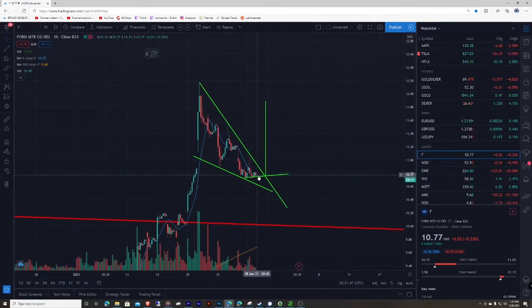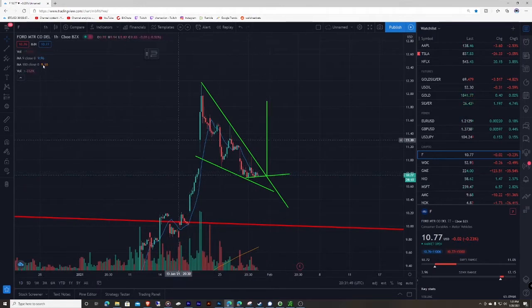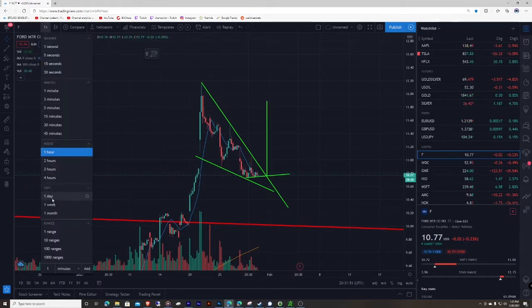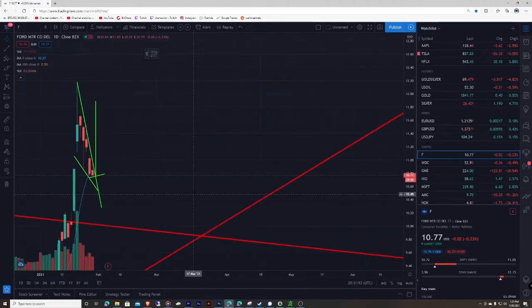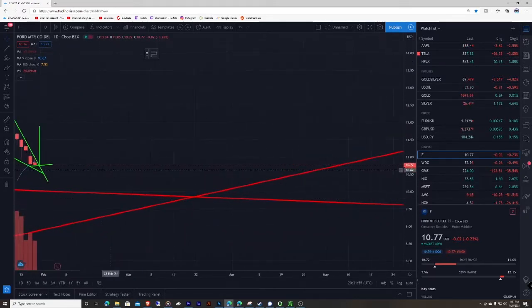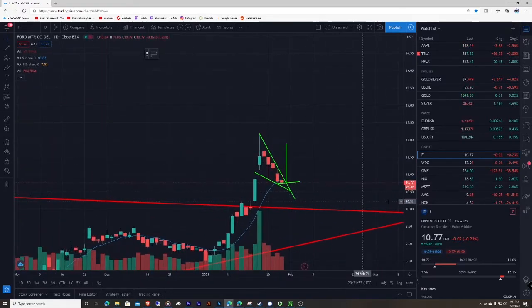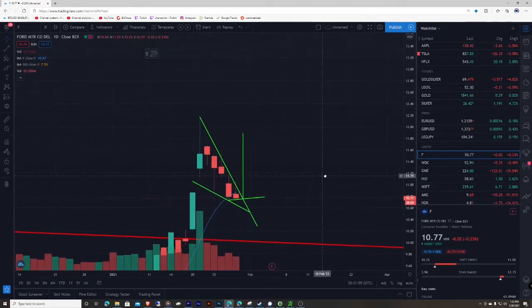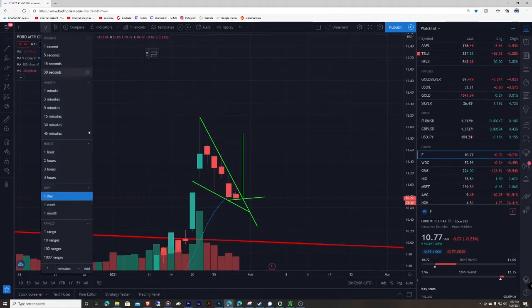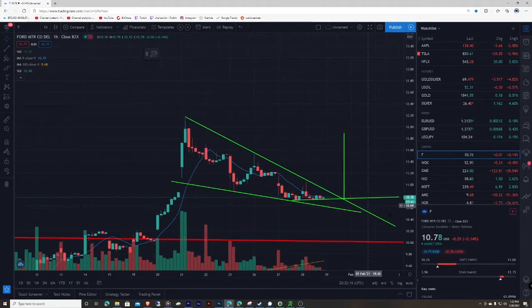Hopefully it actually does break through this moving average. This is the hourly. Oh, actually, look at that. We actually have to break through this daily moving average before we can head back up. It might not be today. Probably will not be today. Oh, actually, look at the hourly though.